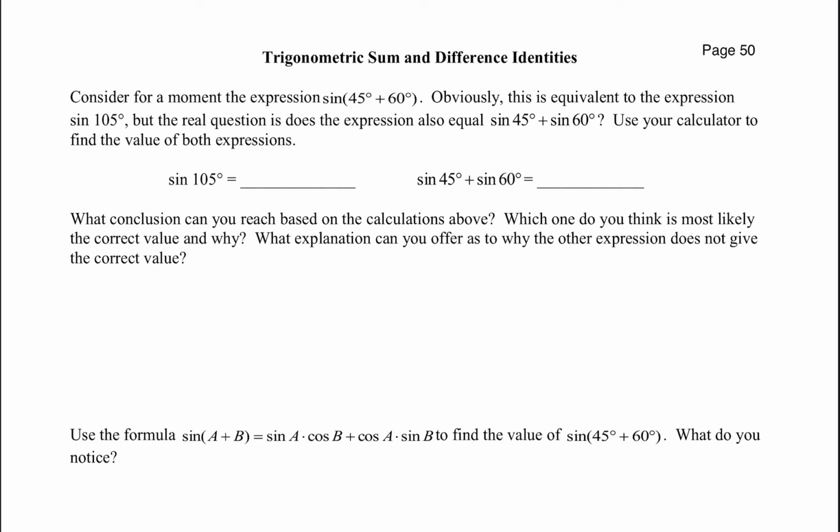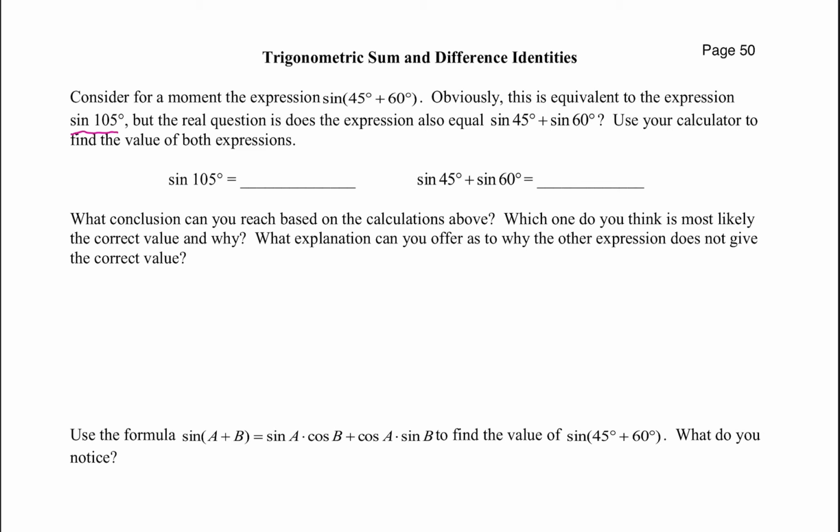So this first part says, consider that we have the expression sine of 45 plus 60. And we want to see if that would be equivalent to if we added these together. So if you took 45 and 60 and added them together, you'd get sine of 105. So the question is, are these two things equivalent to each other? And how could we make them equivalent to each other?